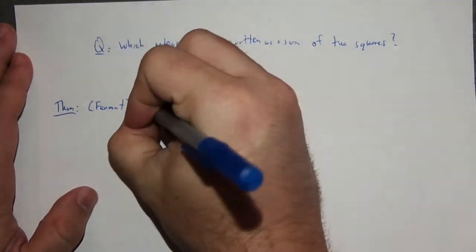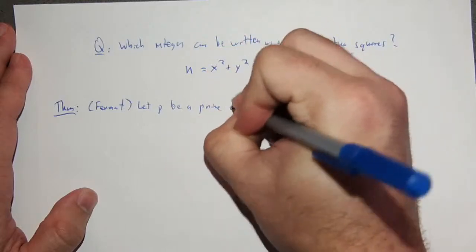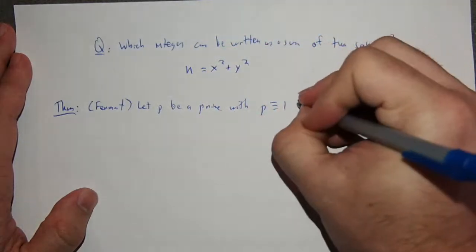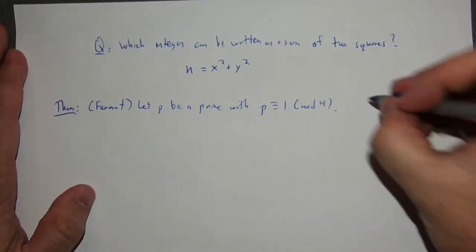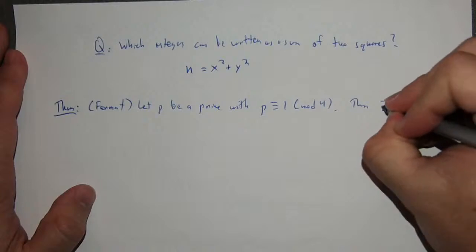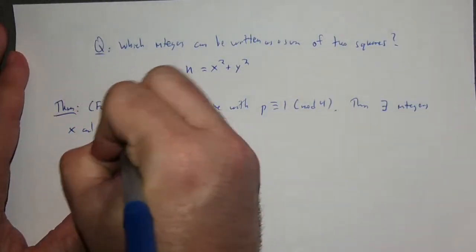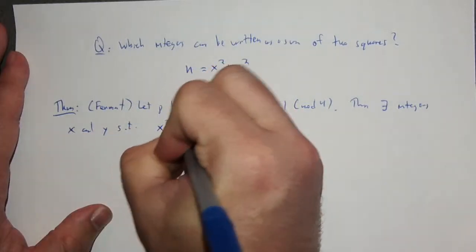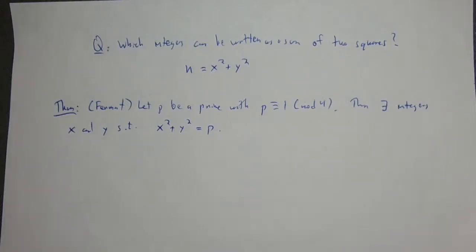Let P be a prime with P congruent to 1 mod 4. Then there exist integers x and y such that x squared plus y squared is equal to P. And so primes congruent to 1 mod 4 can be written as a sum of two squares.